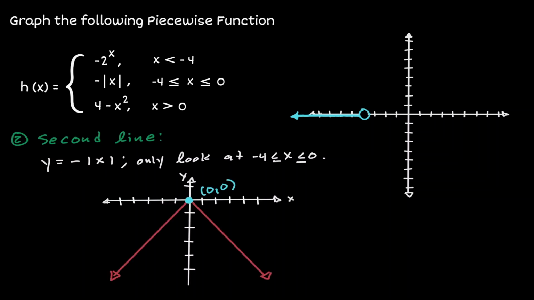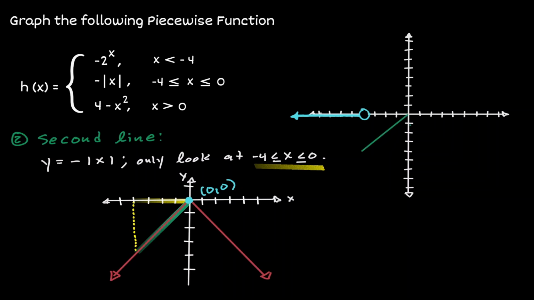Now let's identify the restriction on x's. Let's only look at those values of x that are between -4 and 0, which is in here. So we're only going to consider this green section of the red line. Let's copy that section in the piecewise function that we are creating.